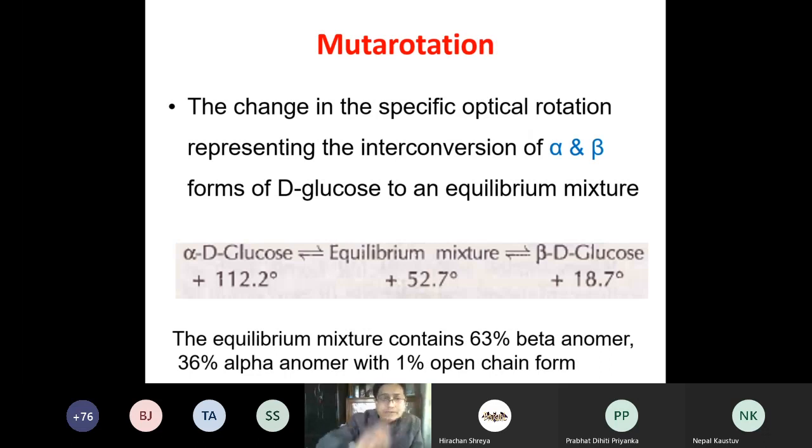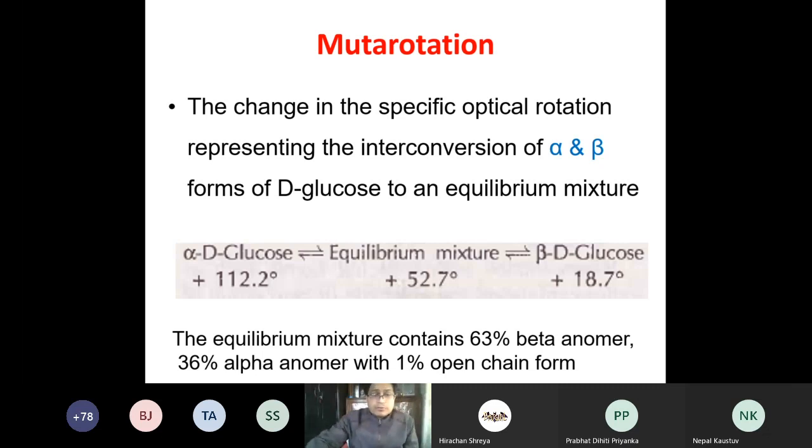In this mode is also not good. Okay, okay, we're discussing the mutarotation. Just leave this. Okay, I couldn't manage this.